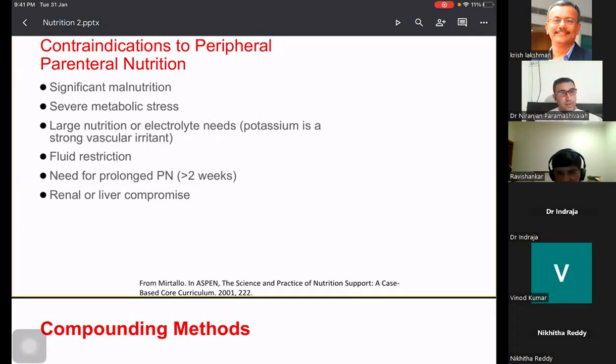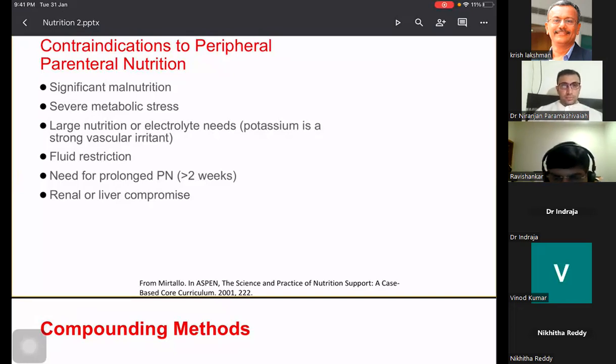Sir, if we are giving it in severely malnourished patients, there is a chance of redistribution of electrolytes within the body. Refeeding syndrome. Yes. All right, so look it up. That's one of the things, but it's not an absolute contraindication.